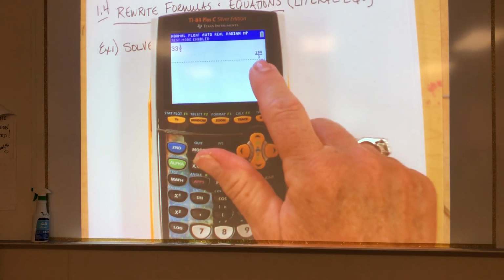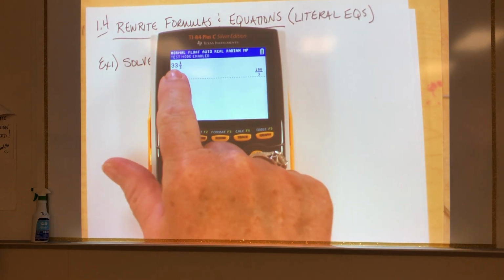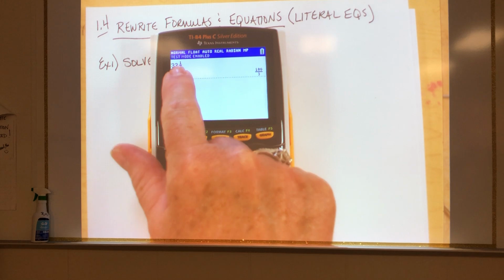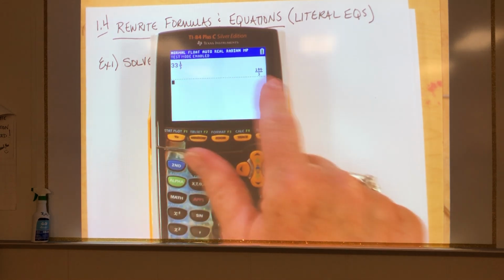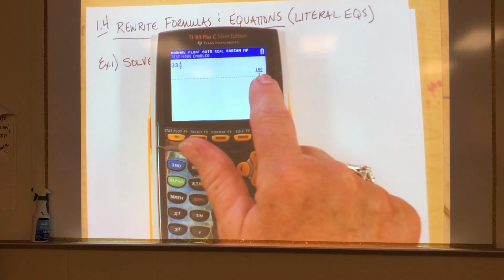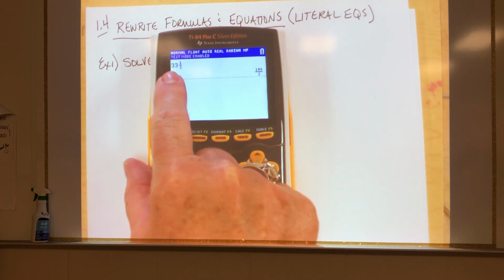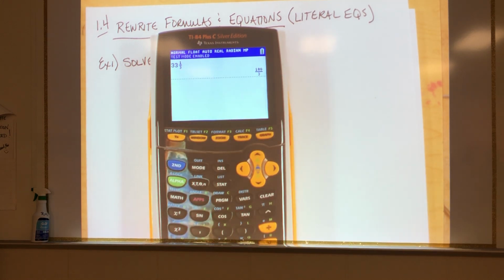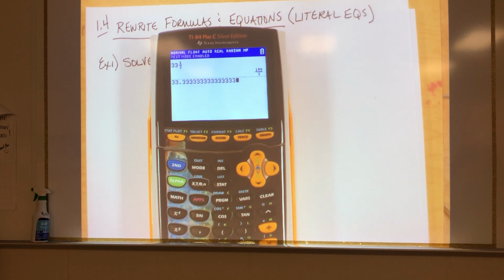You could have also written it as an improper fraction. Do y'all remember how to do that? You go, what is 3 times 33? 99. 99 plus 1 is what? 100 over 3. You could have done it this way. This is the way I did it. But you could have done it the other way. And put enough threes in there that your calculator is going to make you get the right answer. If you just put one or two, then no.